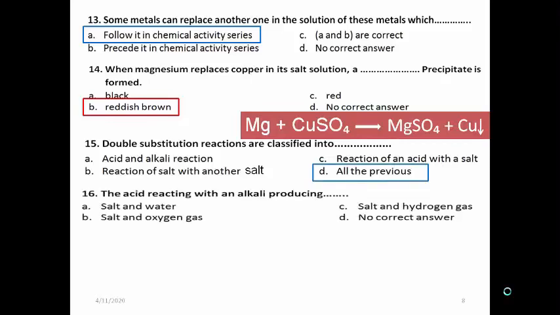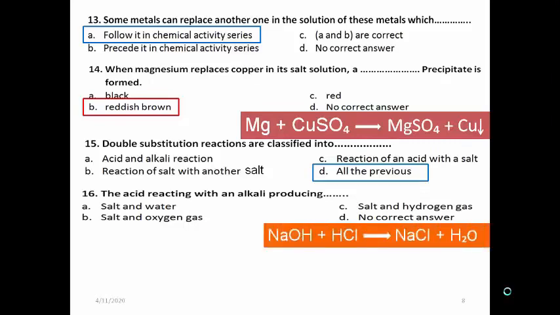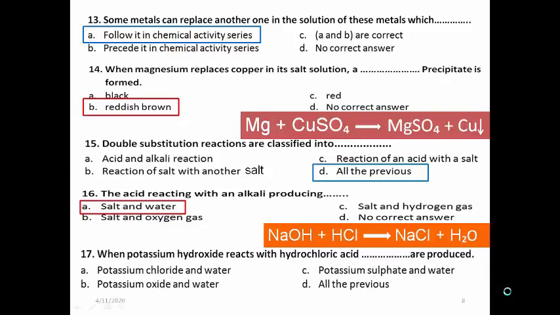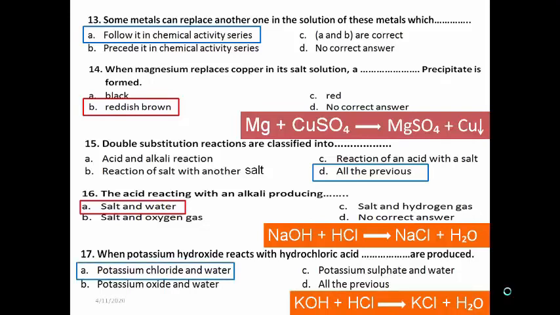16. The acid reacting with an alkali: sodium hydroxide plus hydrochloric acid is producing sodium chloride plus water. So based on this reaction, the right answer is A, salt and water. When potassium hydroxide reacts with hydrochloric acid, let's see, potassium hydroxide plus hydrochloric acid will give potassium chloride plus water. So the right answer is A.